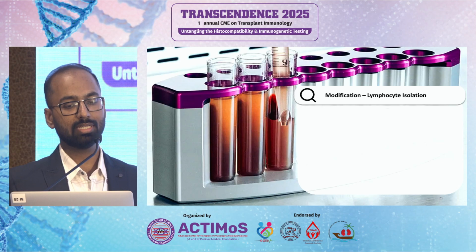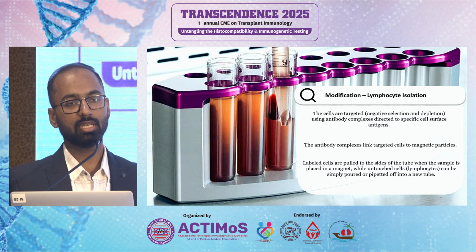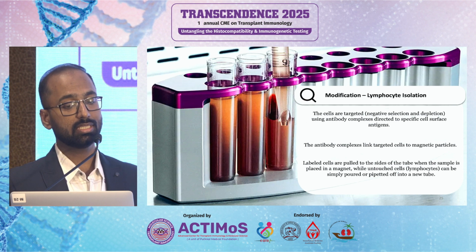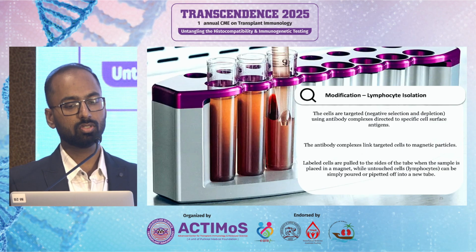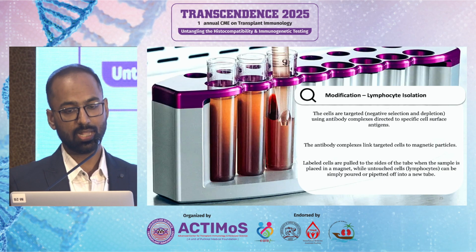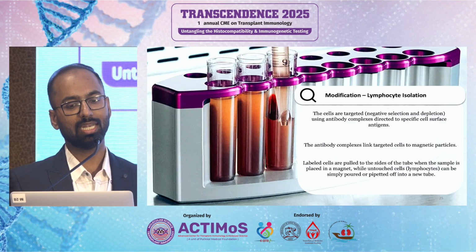This is the most advanced technique, where we use magnetic based positive or negative selection. By negative selection, I mean we tag all the cells except our cell of interest, and these tagged cells get attracted to the magnet, the violet thing here. So the supernatant has our cell of interest, which is the lymphocyte. We do this process 3 times. We have seen that the quality of lymphocytes we isolate is much better compared to the older method.